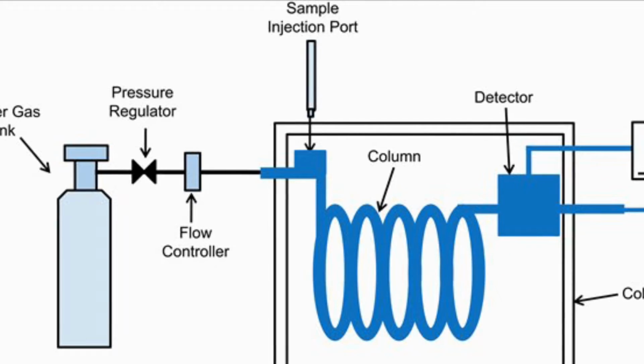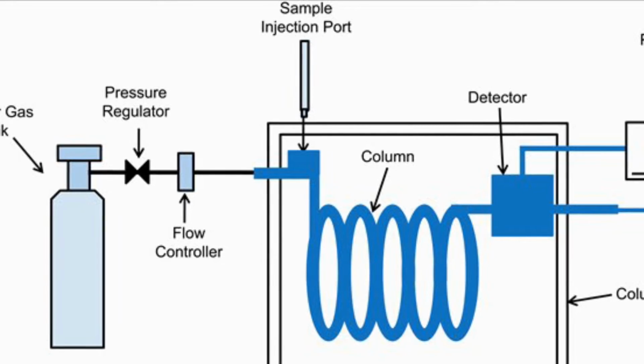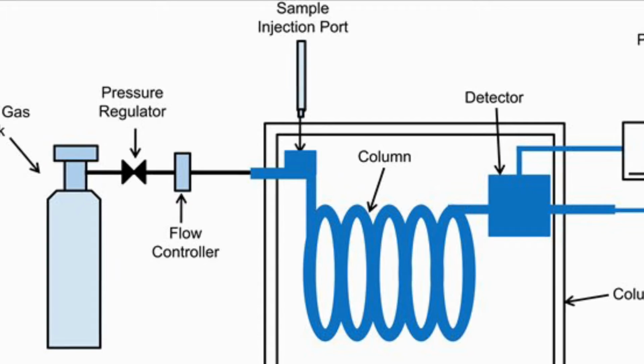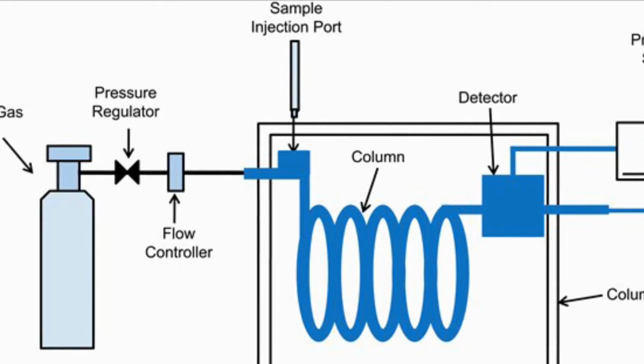Then the sample is vaporized and injected into a heated separation tube, commonly known as the column, which contains an inert gas from the canister. Due to the mixture containing a variety of elements, they have different affinities for the solid surfaces, resulting in the separation of the mixture within the column.